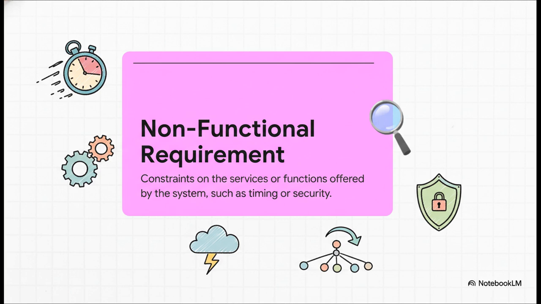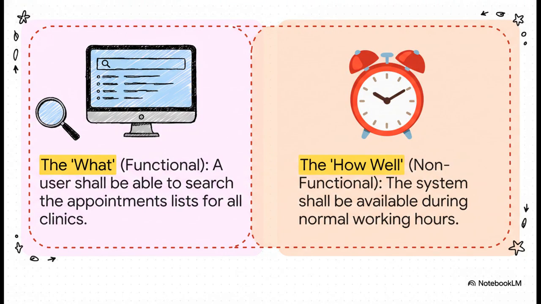But here's the thing that's just as important: how the system behaves while it's doing all that. These are the non-functional requirements. They aren't about what the app does, they're about its qualities. How fast is it? Is it easy to figure out? Is my personal data actually safe? That kind of stuff. This slide just lays it out so clearly. On the left, you've got the what: a user can search. That's a function. But on the right, you've got the how well: the system has to be available during work hours. You could have the most amazing search feature in the entire world, but if the app is constantly crashing when you need it, well, then it's basically useless, isn't it?